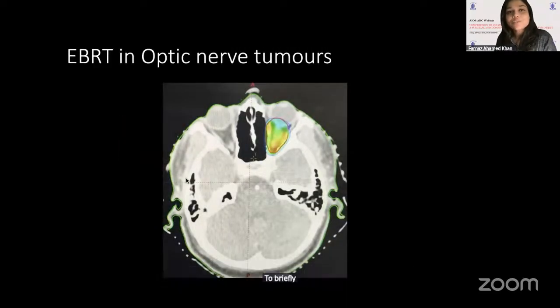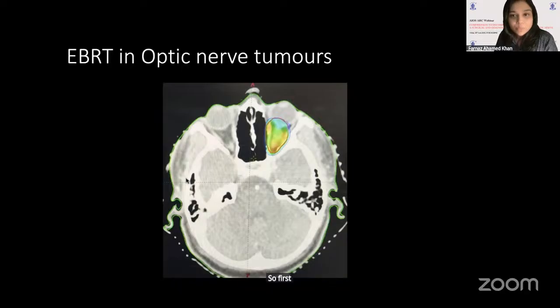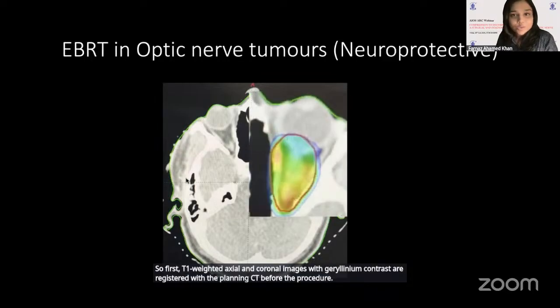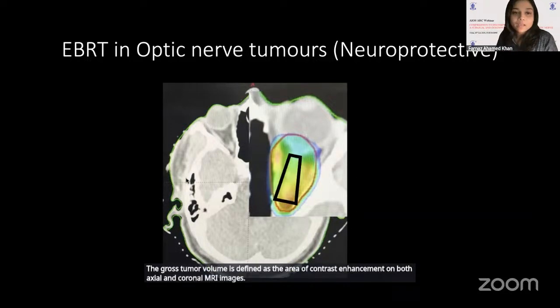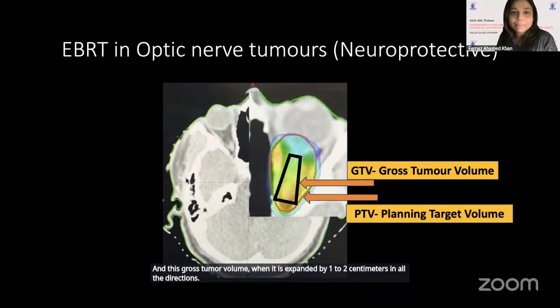To briefly get into the discussion part, let's have a look at how stereotactic radiation therapy in any modality is given to optic nerve tumors. First, T1 weighted axial and coronal images with gadolinium contrast are registered with a planning CT before the procedure. The gross tumor volume is defined as the area of contrast enhancement on both axial and coronal MRI images. When this gross tumor volume is expanded by 1 to 2 centimeters in all directions, we get the planning target volume.